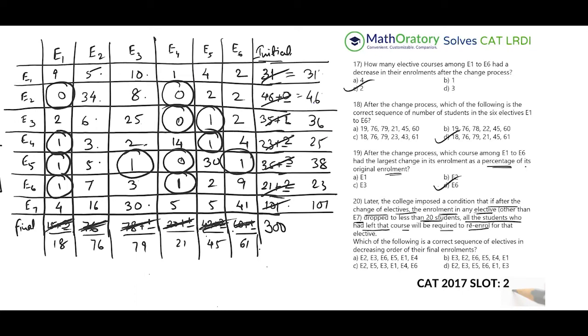So first of all, let me figure out this E2, E3 and all. So let me take 5 out of this, so that is 71. Let me take a 10 out of this, so that is 69. Let me take a 1 out of this, so that is 20. 4 out of this, that is 41. And 2 out of this, that is 59. I hope you understood that.